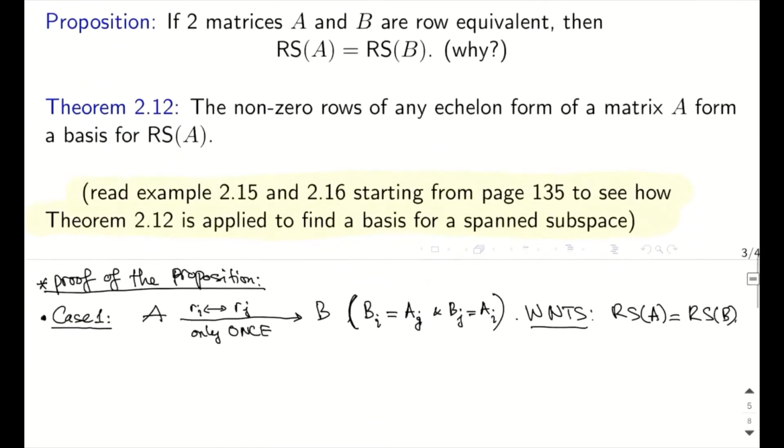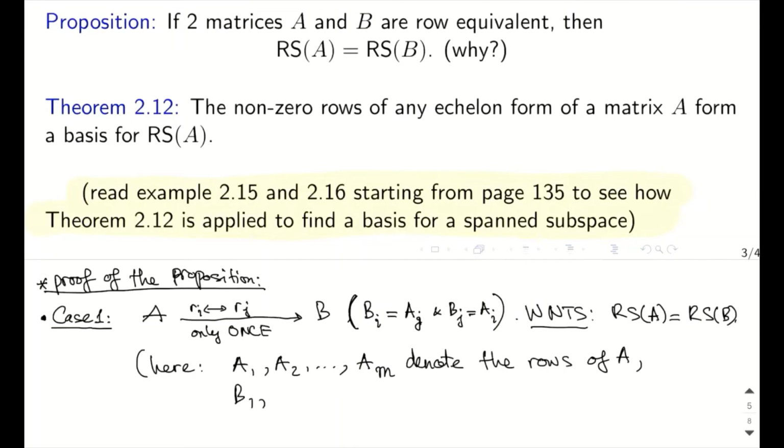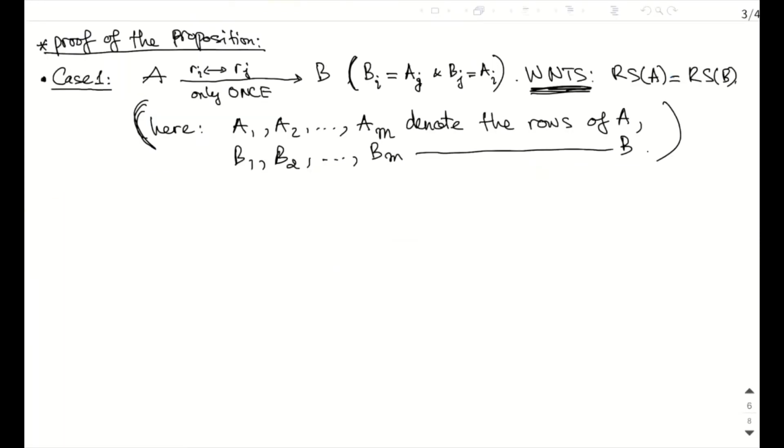Here, A1, A2, ..., Am, we have m rows, denote the rows of A. And B1, B2, ..., Bm denote the rows of B. So in order to prove the equality here, we need to prove that the row space of A is sitting inside the row space of B, in other words, being a subset of the row space of B. And conversely, the row space of B is also inside the row space of A. First, we prove the row space of A is inside the row space of B.